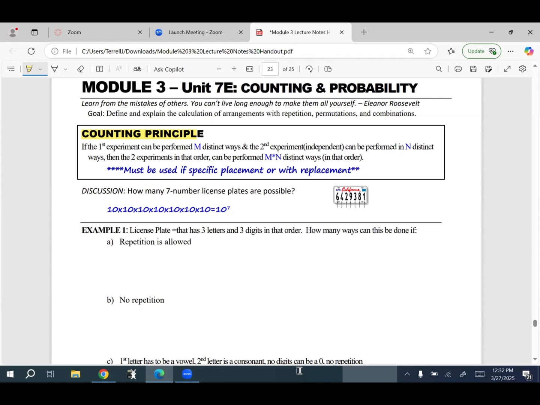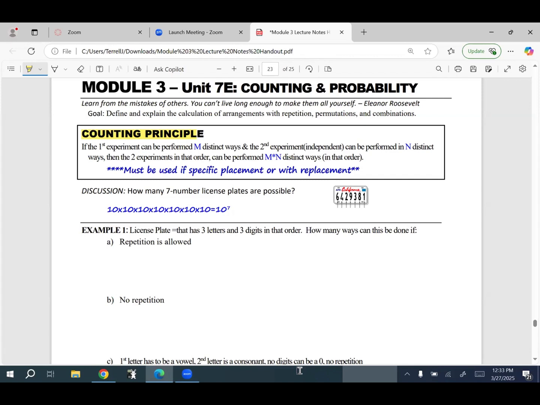What this means is when it says first experiment, let's not focus on the word experiment too much. We're looking at how many ways can something be arranged. If the first thing you're doing has m ways of being done, we're just giving it a letter m, and the second thing you're interested in can be done in n ways, then to see how many arrangements there are, you multiply those two together, m times n.